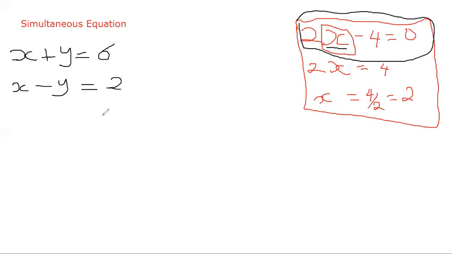This is called simultaneous equation. Simultaneous because we are going to solve the two of them together. When you are doing two things together at the same time, you say you are doing them simultaneously. For example, when you are eating and you are talking, you are eating and talking simultaneously. Are you following?